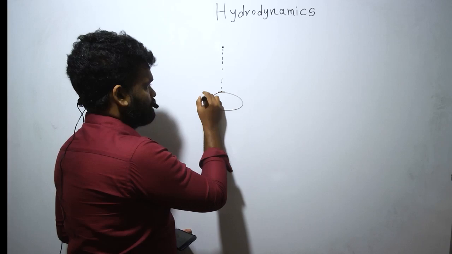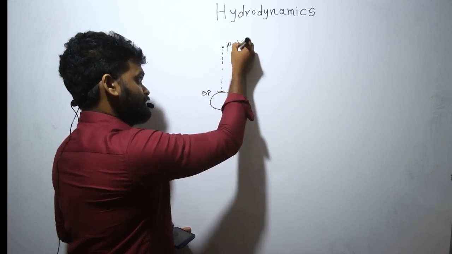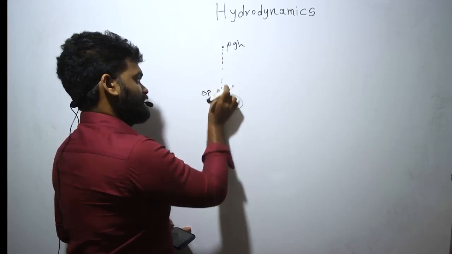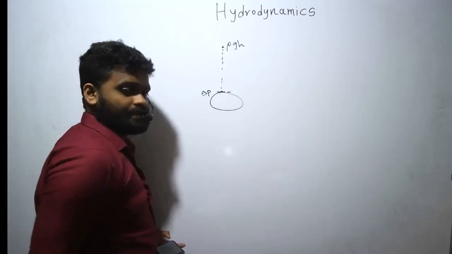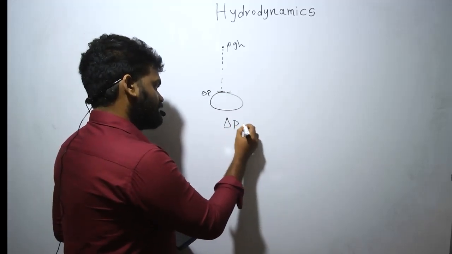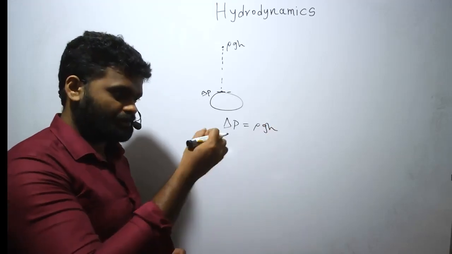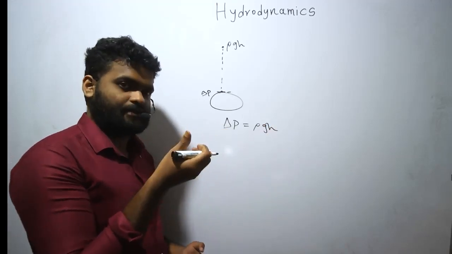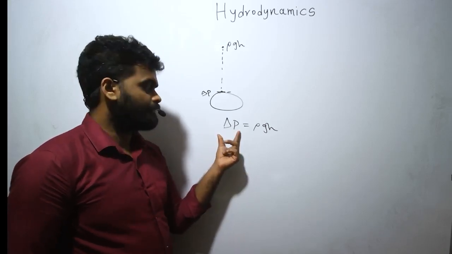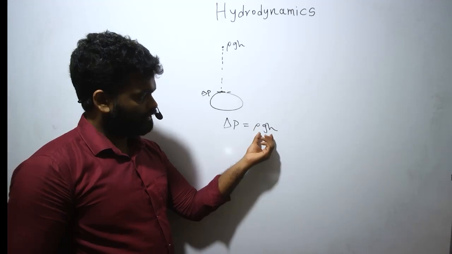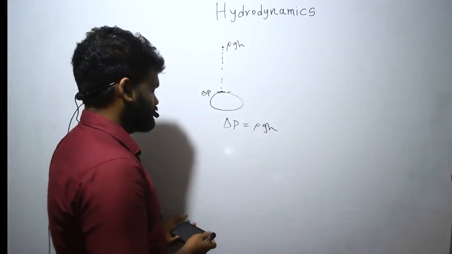You can see that pressure difference is equal to rho gh. So the kinetic energy goes upward and totally converts into rho gh. So you can write this equation, delta P is equal to rho gh. That pressure also is energy, right? Energy per unit volume, I mean work per unit volume, that is pressure, is equal to potential energy per unit volume, rho gh.